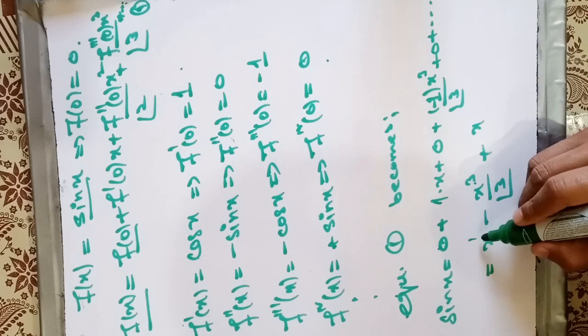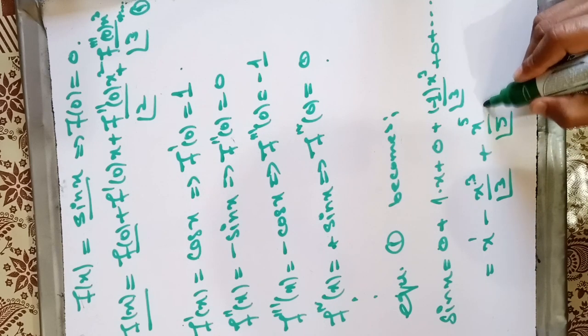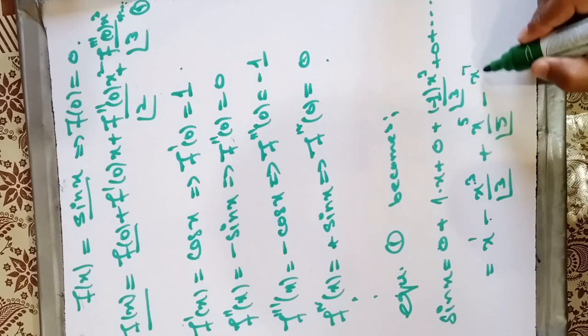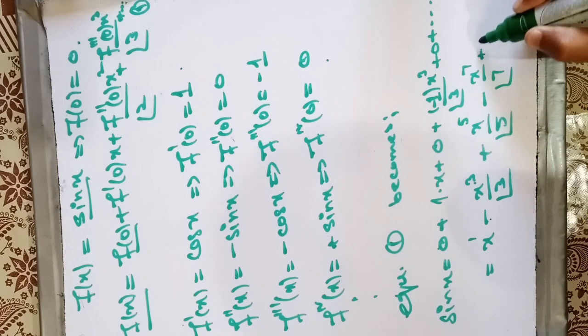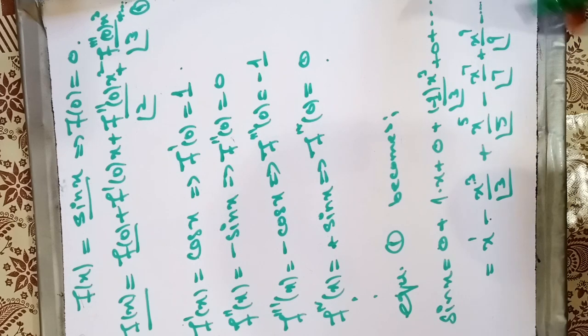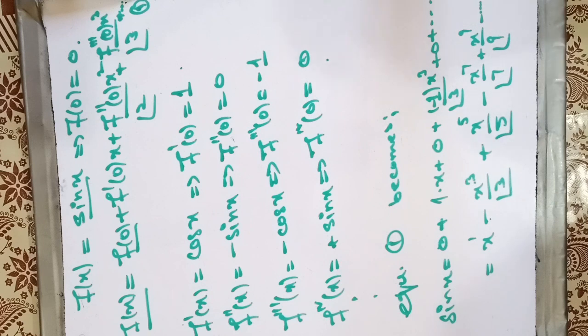Now you can observe that here is 1, here is 3, here is 5. In that way, with alternate signs, minus plus minus, x to the 7 over 7 factorial plus x to the 9 over 9 factorial. In that way the series keeps going on. So hope you can understand the Maclaurin series of sin x.